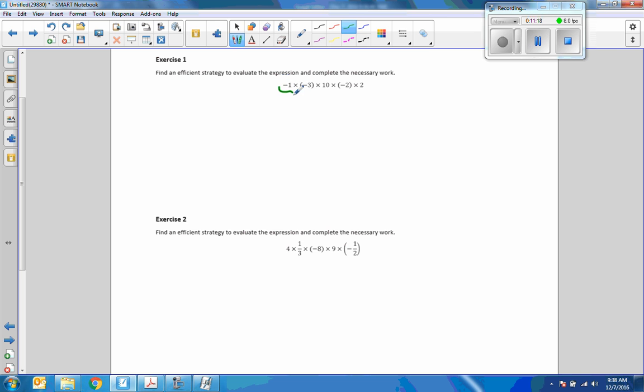So I'm going to do these two. So if I put parentheses around this, and I get negative times a negative is positive, 1 times 3 is 3. And then I'm just going to rewrite the rest. And that is associative.